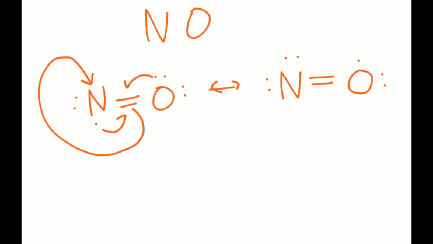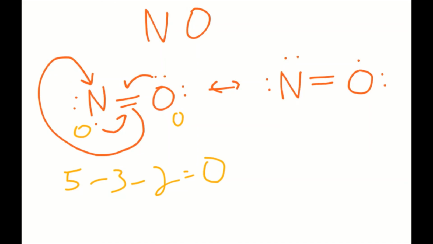So let's label our formal charges. So this nitrogen here will have, well, it has 5 electrons initially, minus 3 non-bonding electrons, minus 2 bonds, 1 sigma and 1 pi, and you get a formal charge of 0. So this has a formal charge of 0, and this has a formal charge of 0.